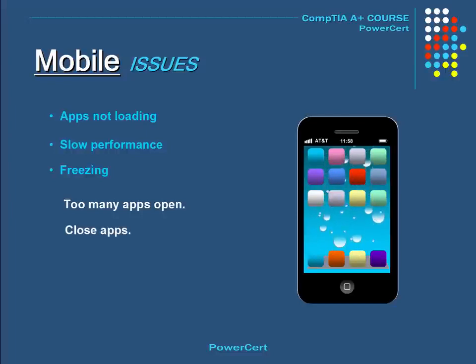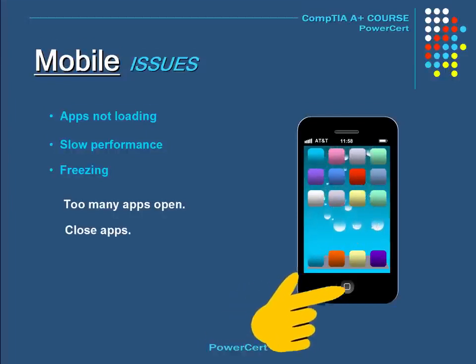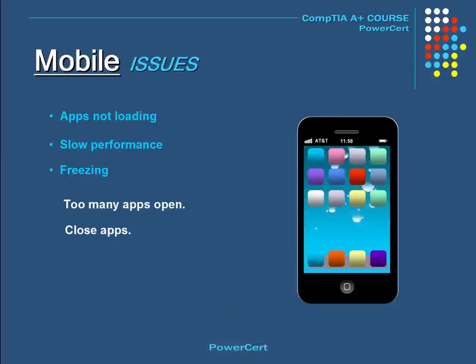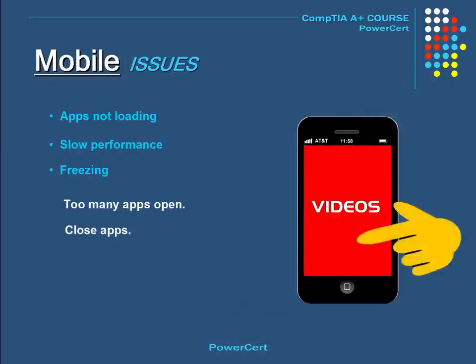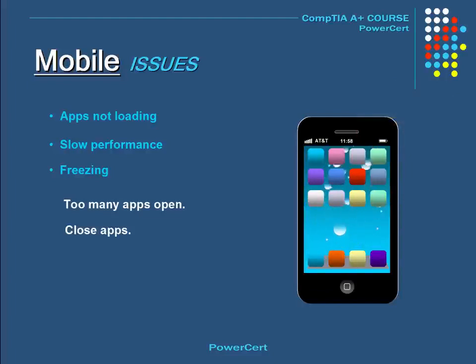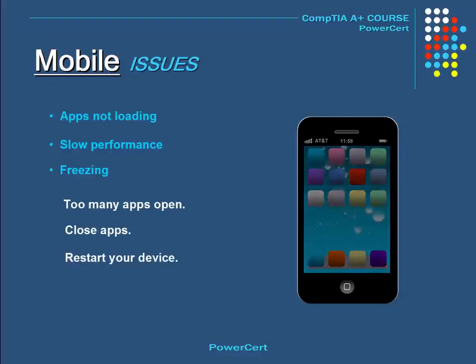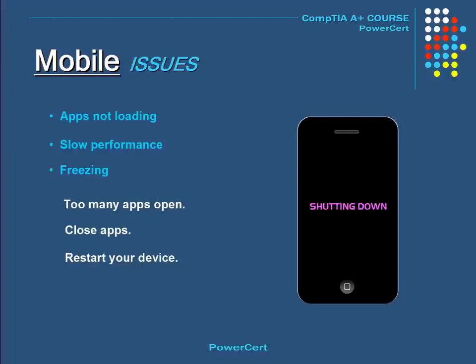For example, on an Apple device, the way to close apps is to double-click the Home button and swipe up each app that's open, and it will close the app. Or if that doesn't work, then you can just try restarting your device. In fact, you'll find that just restarting your device fixes a lot of issues.